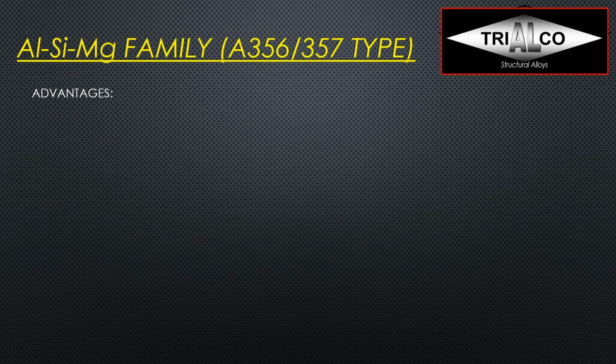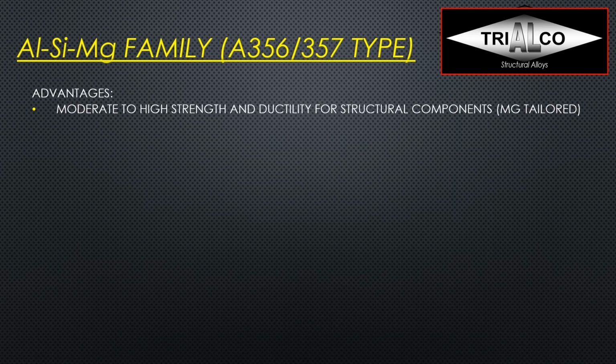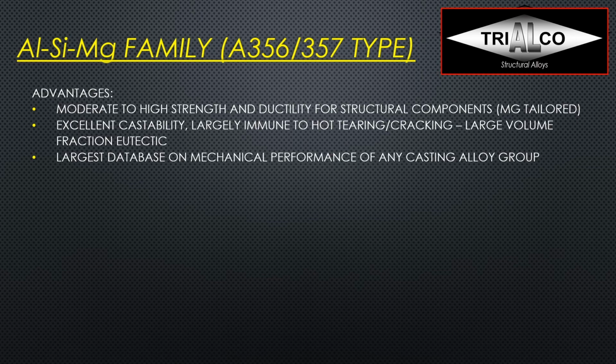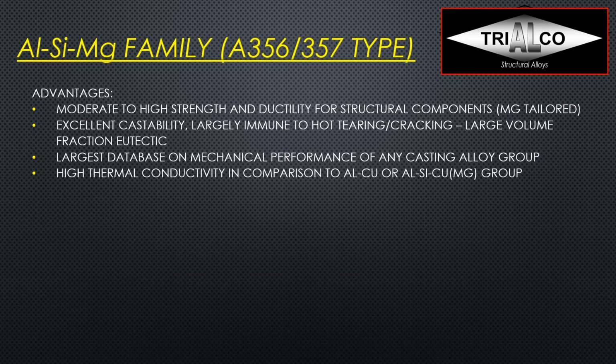The aluminum silicon magnesium family, so that's the 356, 357 type. The advantages are, of course, moderate to high strength and ductility for structural components. So the magnesium lets us really tailor the property package. They give us excellent castability, largely immune to hot tearing and cracking. And they have a large volume fraction of eutectic, which allows us very good feeding. And there's the largest database on mechanical performance of any casting alloy group.